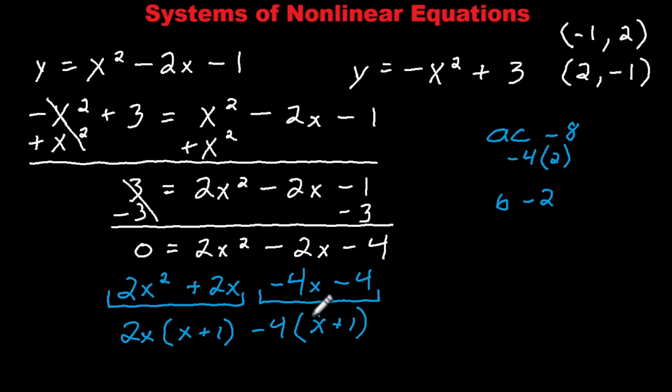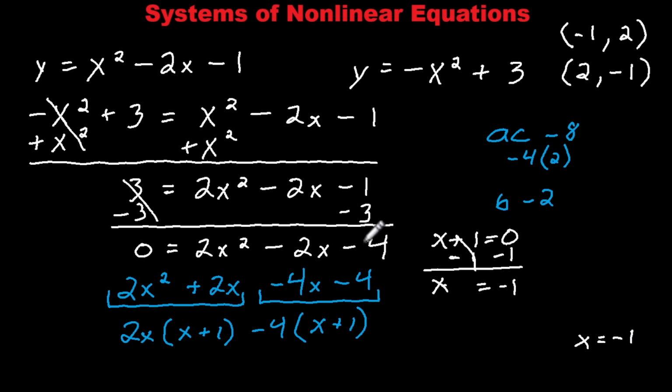You can double check it by simply distributing. So 2x times x is 2x squared. And 2x times 1 is 2x. Minus 4 times x is minus 4x. And minus 4 times positive 1 is minus 4. Now what I do is these here can be separated, and I get two equations. So I have x plus 1 equals 0. And when I solve this one, I subtract 1 from both sides. And then I get x equals minus 1. Well, that's the same as what I have over here, x is minus 1. So I'll write that down here, x equals minus 1 for one solution.